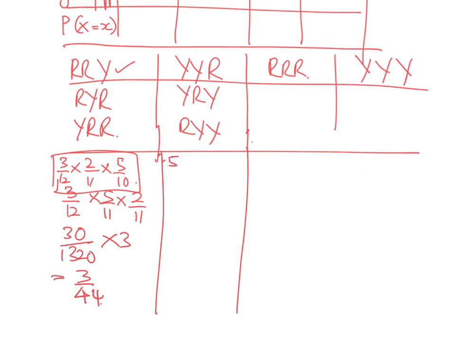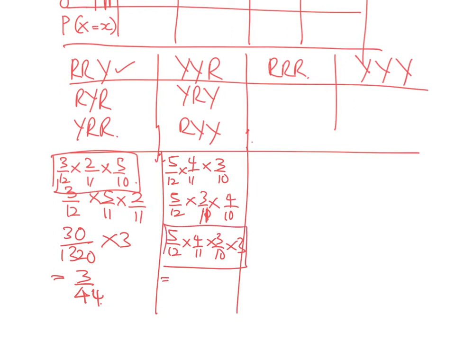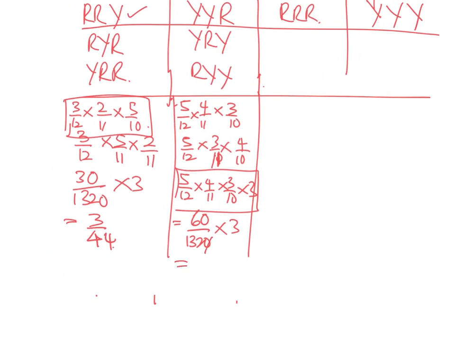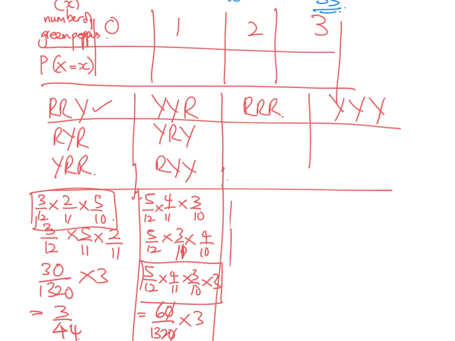For yellow, red, we have 5 over 12 times 4 over 11 and then multiply by 3 over 10. And same thing for yellow, red, it will give us the same value: 5 over 12 followed by red, which is 3 over 11, and then followed by yellow again, which is 4 over 10. So it seems like it's going to give you the same value. So if I just take one of them and then multiply, 5 over 12 times 4 over 11 times 3 over 10 times 3, and the answer is 60 over 1320 times 3, and the answer is 18 over 132, it's 3 over 22.